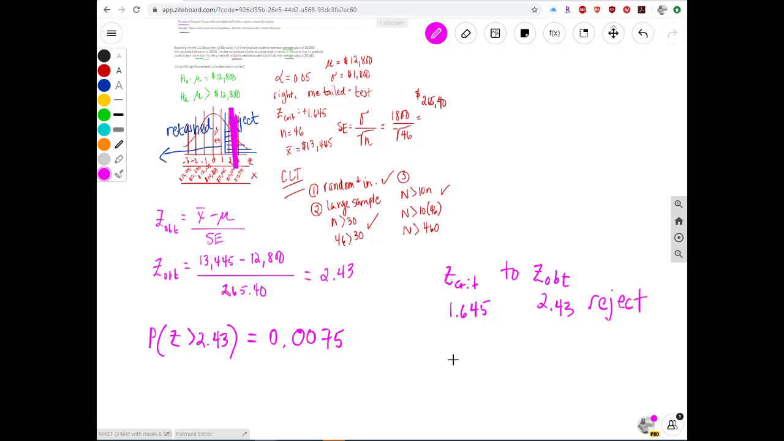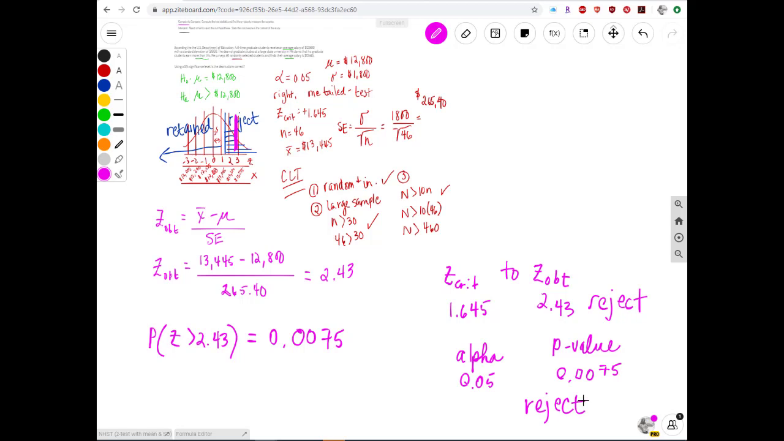We also said that our alpha, our risk of committing a type 1 error, we were going to risk 5% chance of committing a type 1 error, and we actually got for our p-value that if we rejected, we would be committing a type 1 error only 7.5 times of every 1,000 trials. So this also tells us, yeah, go ahead and reject.